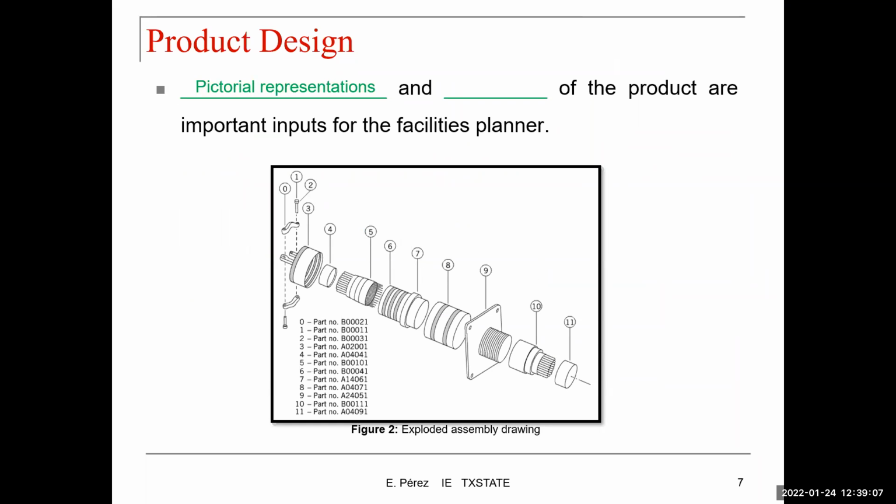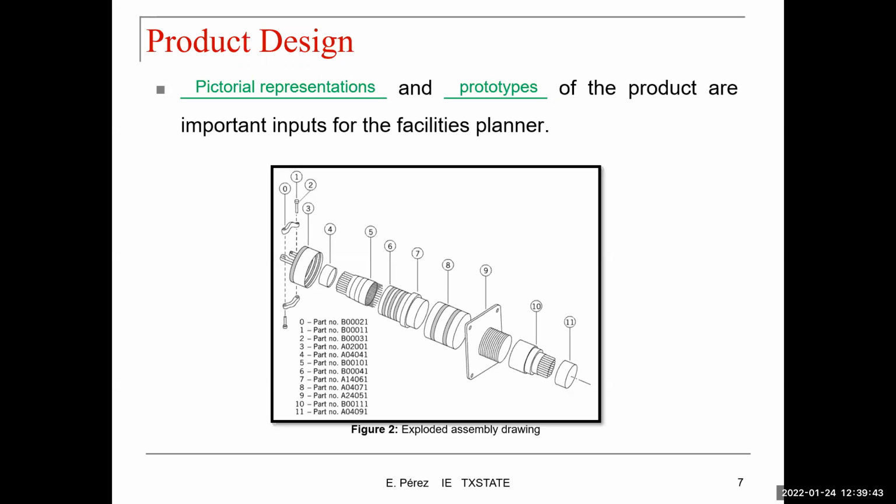So now looking at the actual design of the product, we will need some type of drawings and prototypes, pictorial representations and prototypes of the products. Those can give us important inputs as we design the facility, as we plan for the facility. So for example, here we have an exploded assembly drawing for a component. You can see, even though it's just a single part, it has 11 components. And understanding this can give us an idea.